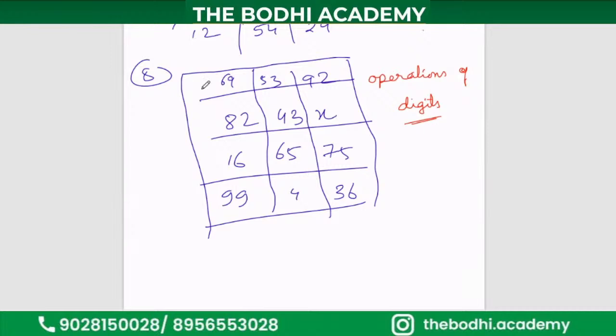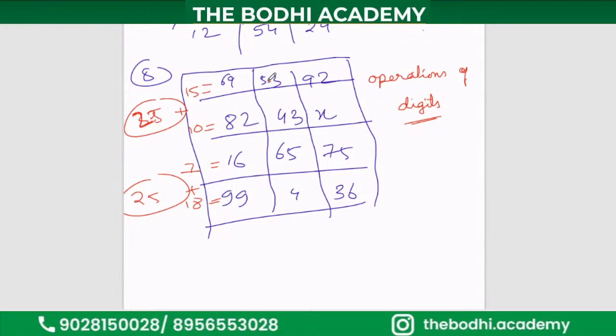Now what is 6 plus 9? 15. What is 8 plus 2? 10. Total is how much? 25. Now 6 plus 1 is what? 7. 9 plus 9 is what? 18. 18 plus 7 is what? 25. That means the digit sum of the first two numbers is equal to the digit sum of the second, third and fourth numbers. We'll cross check it with the second line.